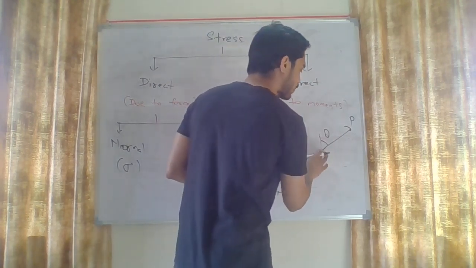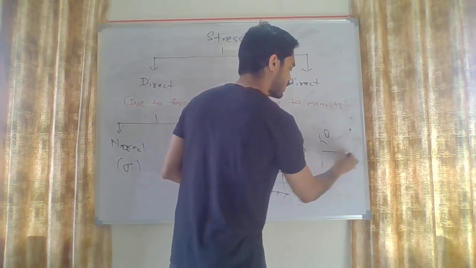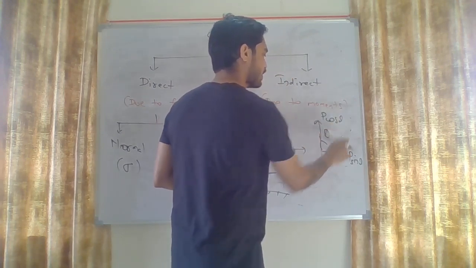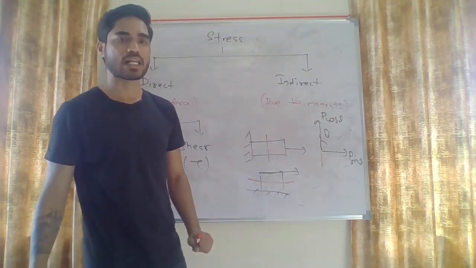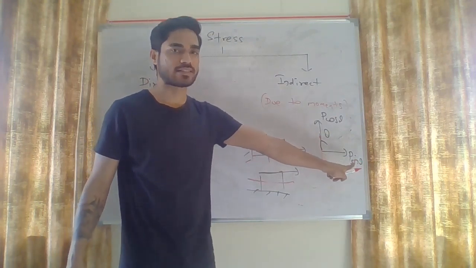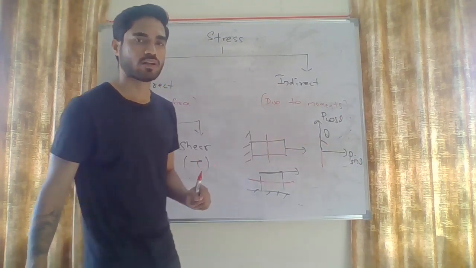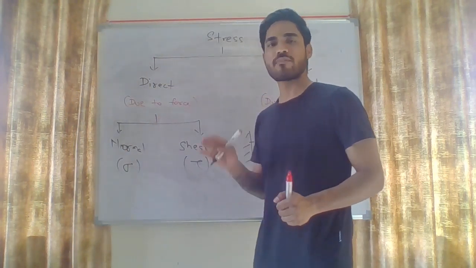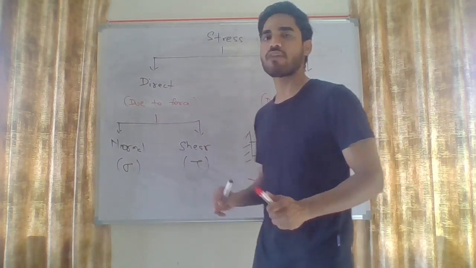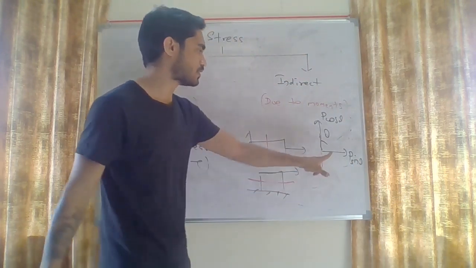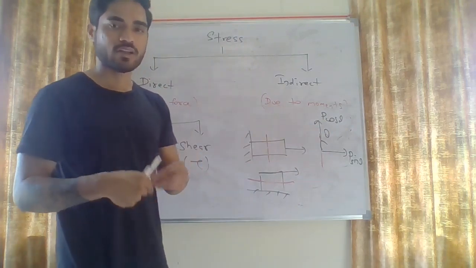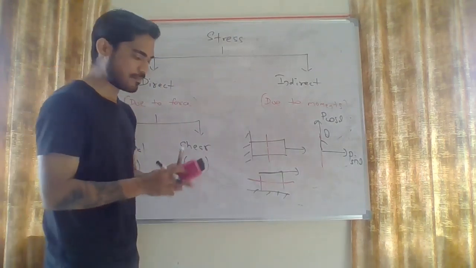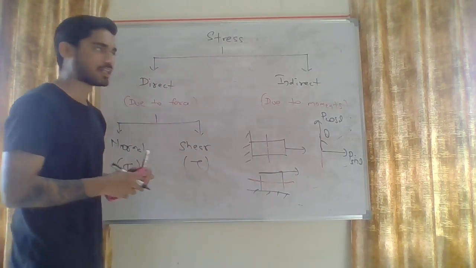You will resolve this force. This will become P sin theta and this will become P cos theta. So now you have a normal force and a parallel force. So in this case, you will get both the stresses, sigma as well as tau. So a force can be acting normal, you will only get sigma. A force can be acting parallel, you will only get tau. And if the force is inclined, you will get both sigma as well as tau. So these are the two types of stresses because of forces. Okay, direct stress: normal stress and shear stress.